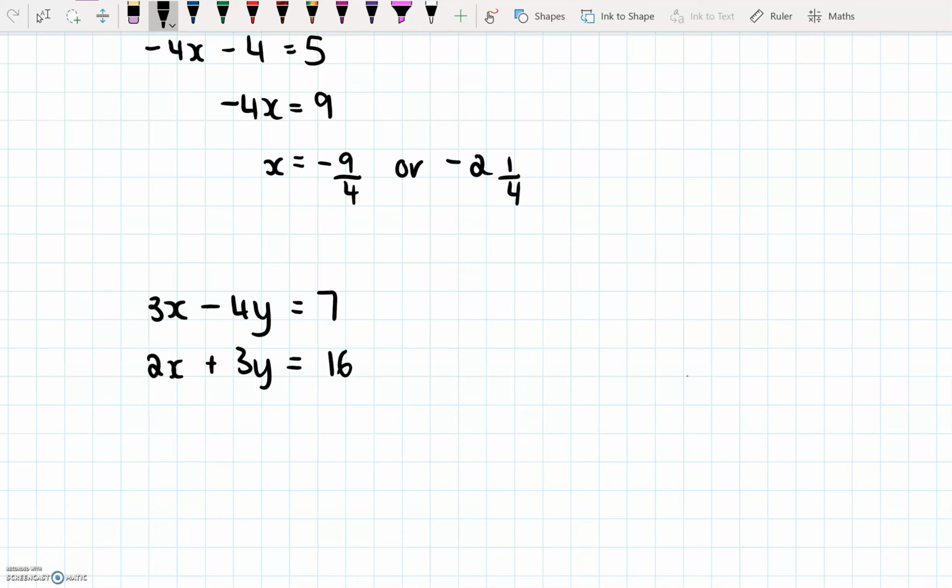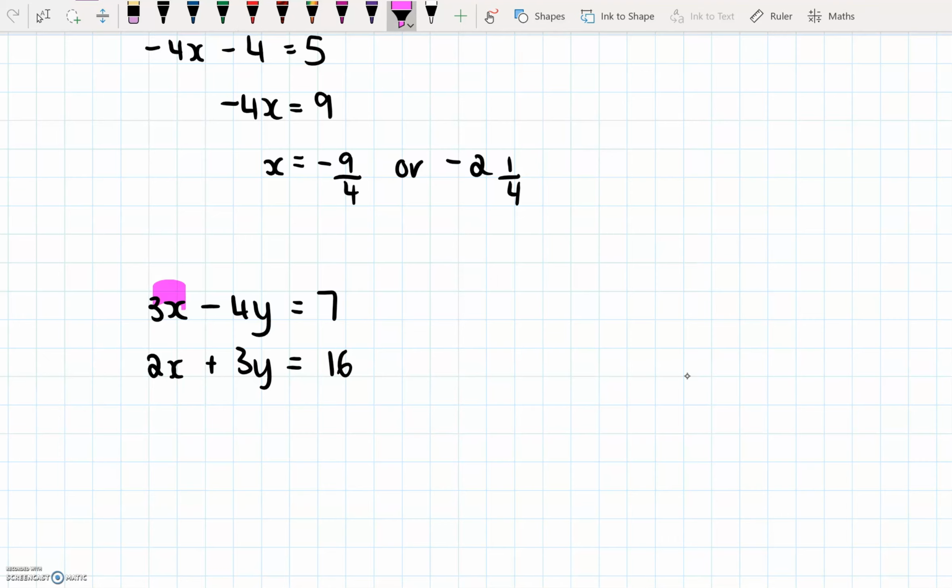So in this example, if you take a careful look at these, you will see that you cannot multiply just one equation so that these will have the same coefficient for a variable. Both of these have very different coefficients, so you cannot just multiply one of them to make sure the coefficients are the same. So in this case, we're going to multiply both equations.